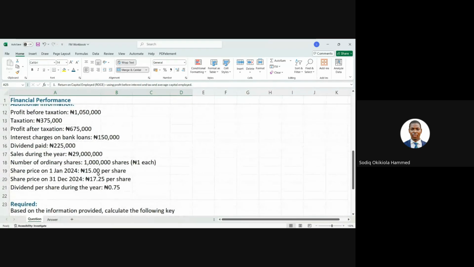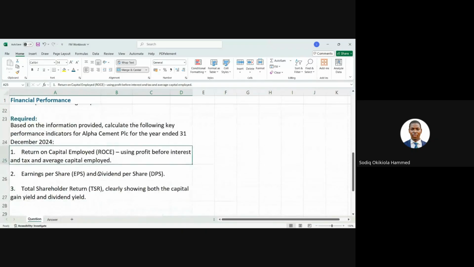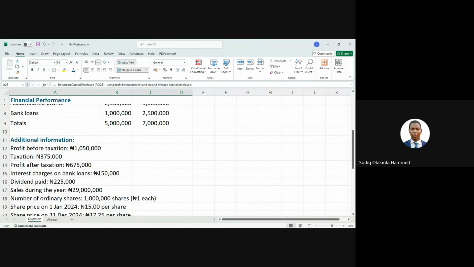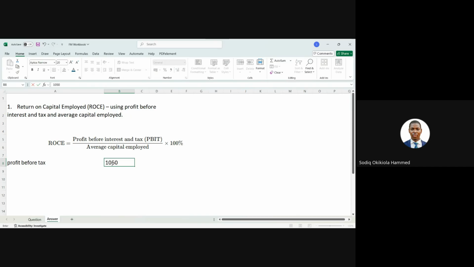How are we going to get our profit before tax? Okay, profit before interest and tax. How are we going to get it from our question? So we have profit before tax here, 1,050,000. So we have profit before tax, which is 1,050,000.